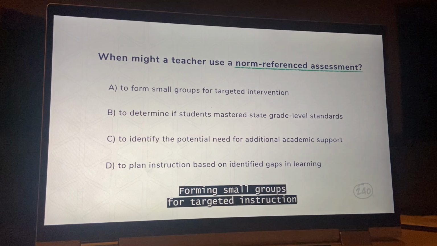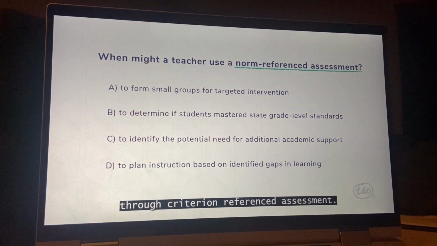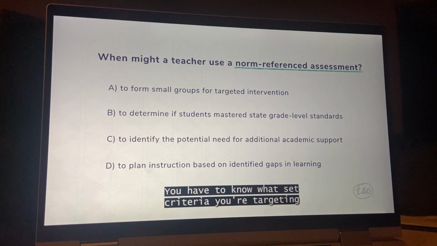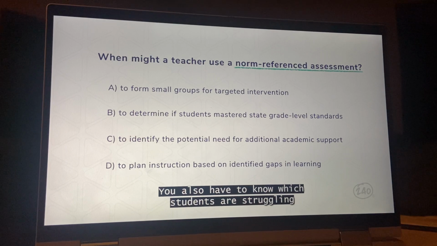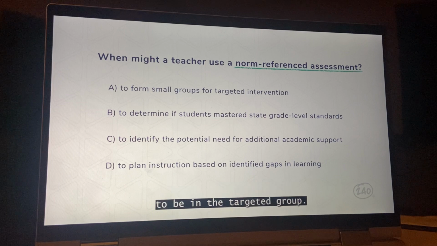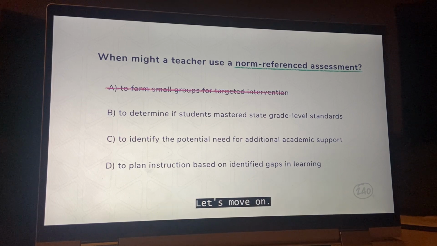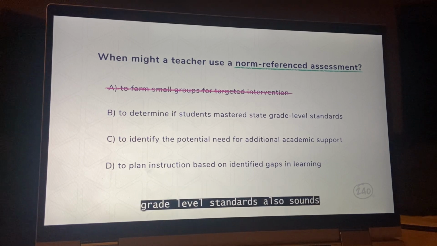Forming small groups for targeted instruction sounds like it's done through criterion-referenced assessment. You have to know what set criteria you're targeting for intervention to begin. You also have to know which students are struggling with the specific skills to inform who needs to be in the targeted group. Let's move on. Determining whether or not students mastered grade level standards also sounds like criterion-referenced assessment. The state standards are a set criteria. Let's look at our next choice.